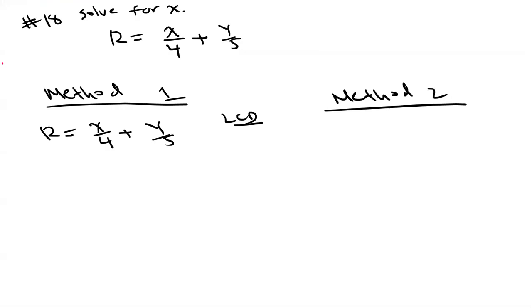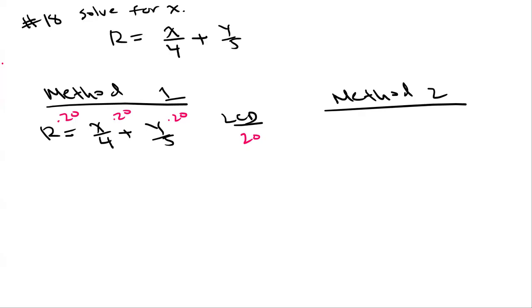What's our LCD? Perfect, 20, right? If you doubt, just multiply the bottoms of the two denominators. Okay. So you got 20. So I'm going to multiply everything by 20. Again, why are we doing that? Because we don't like fractions. So we want to get rid of the denominators.